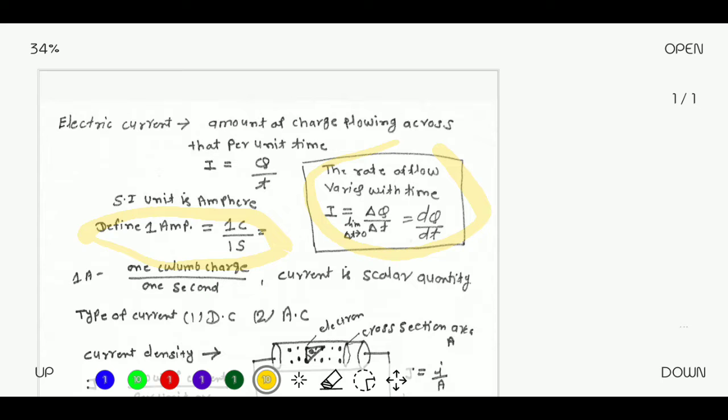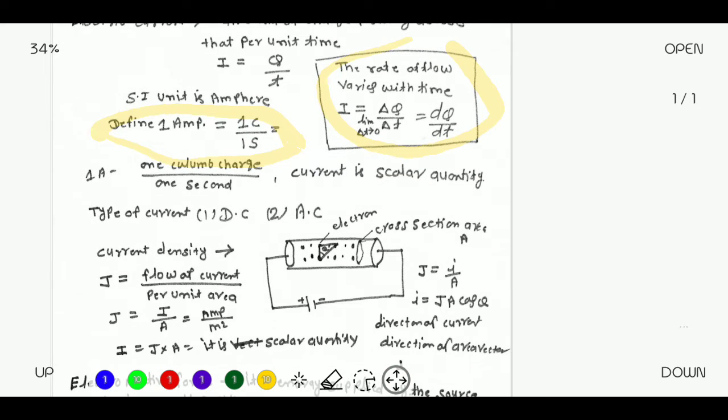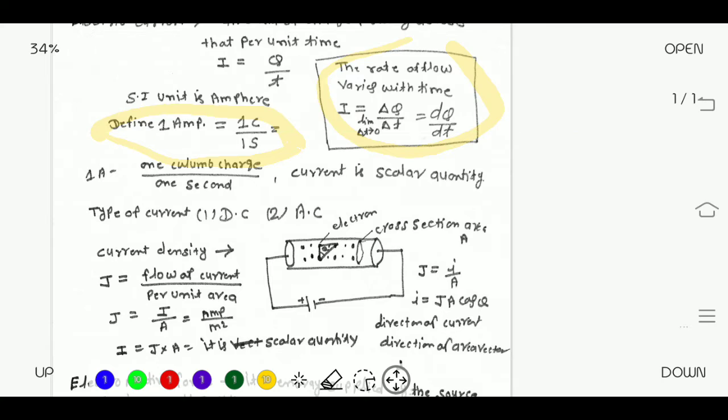After that, we will discuss the types of current. Generally, we know there are two types of current, DC current and AC current. DC means direct current, which has no change of direction, but the magnitude may change. AC means alternating current, where the magnitude changes along with the direction. So these are the two types of current, DC and AC.